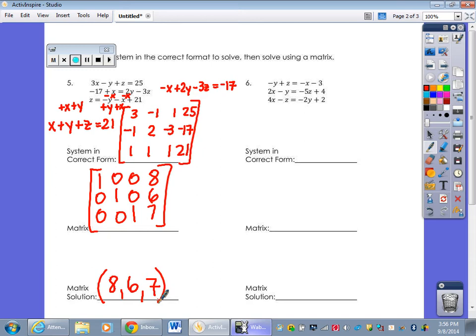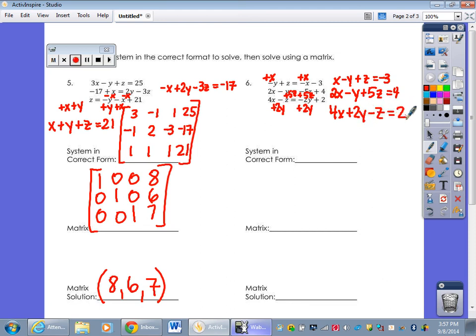All right, for the last one, I'm going to go ahead and add x to the left side. So I'm going to get x minus y plus z equals negative 3. Over here, I'm going to add 5z to this side. So that's going to be 2x minus y plus 5z equals 4. And then for this one, I'm going to add 2y to both sides. And make sure you put that in between the x and the z. Don't put it at the end. So 4x plus 2y minus z equals 2. They all need to be x, y, z.